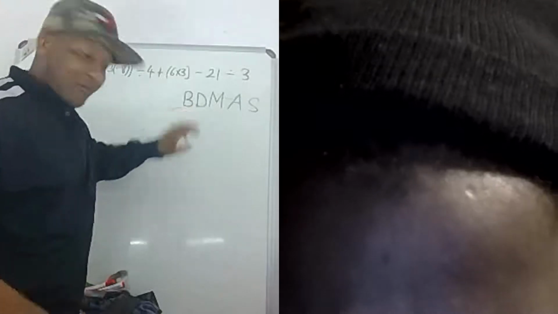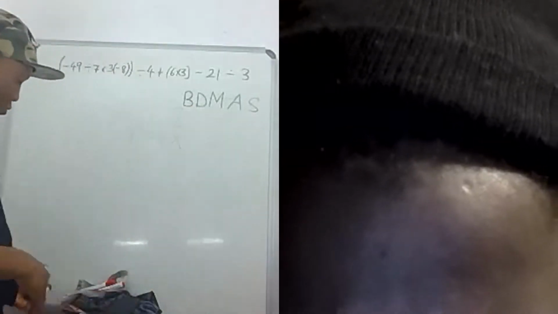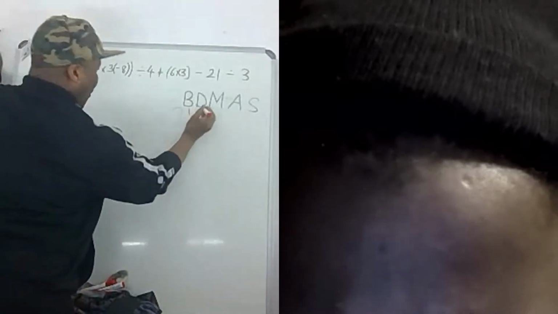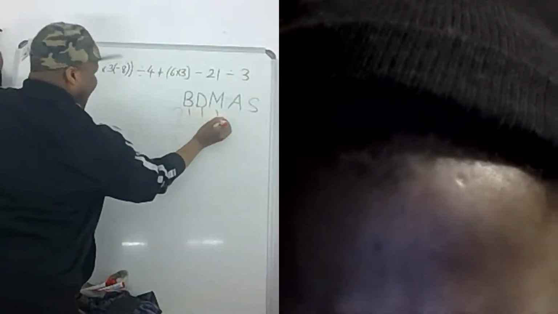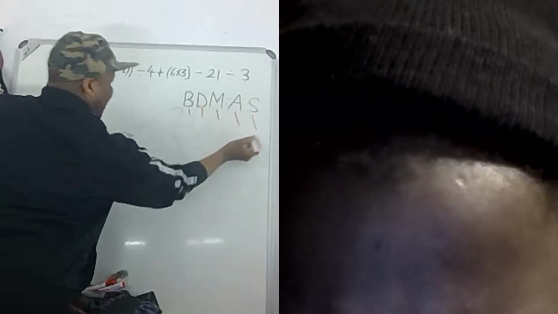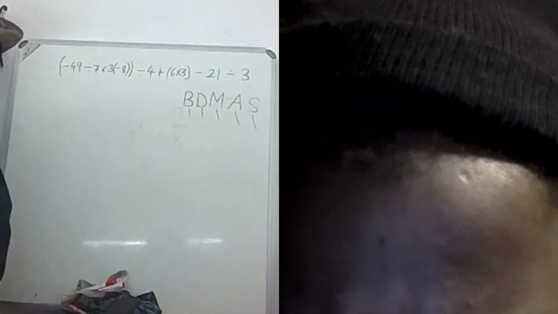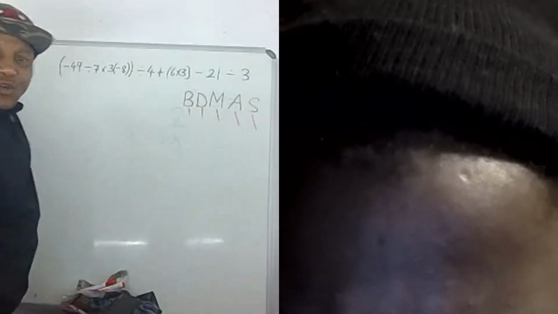BODMAS. B stands for bracket. So you always have to start with the bracket, then you go for division, then multiplication, then addition, then subtraction. So you memorize that. Now, do you have any brackets here? Oh yes. So I have to start with the bracket.